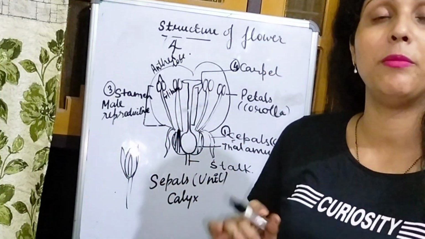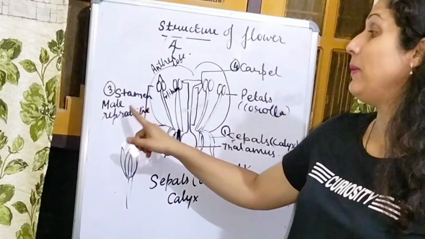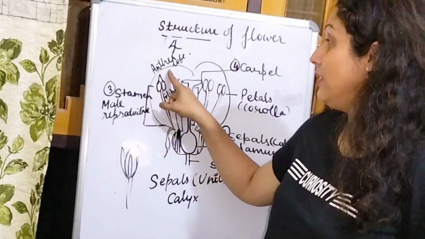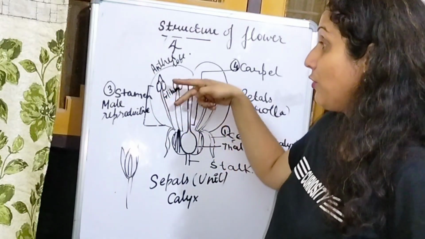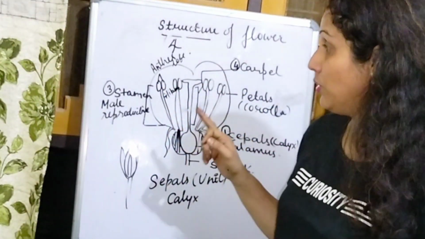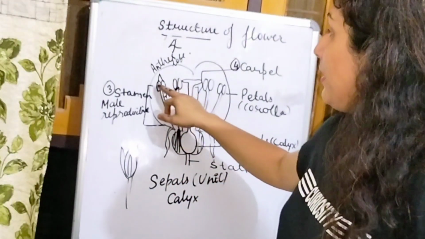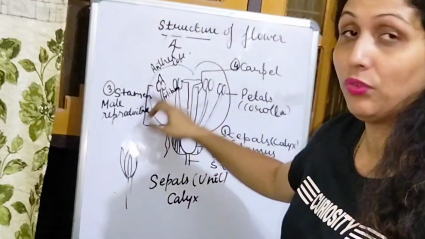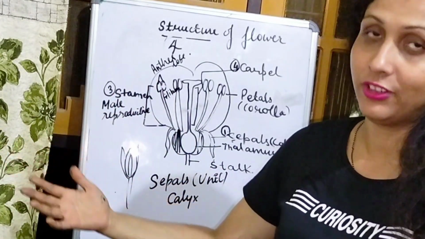This is called filament. Now, stamen is the male reproductive part of the flower, and it consists of two parts: one is the anther lobe and the other is the filament. Now, the male gamete is produced inside the anther lobe, which we will discuss further in the chapter.